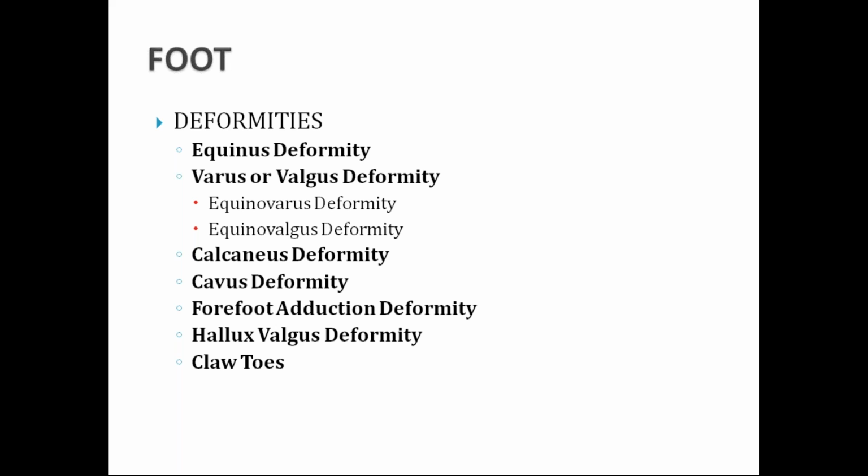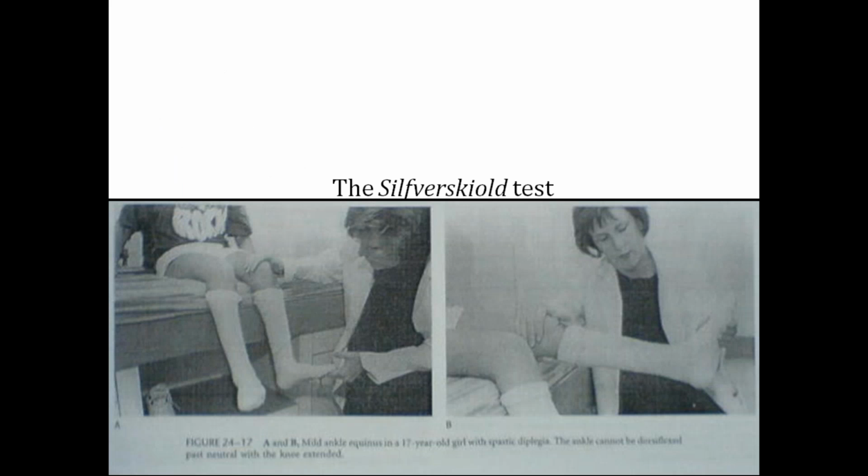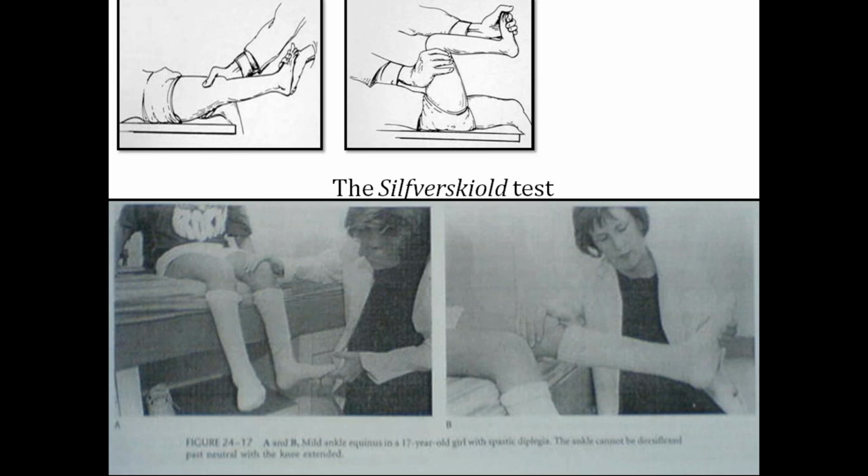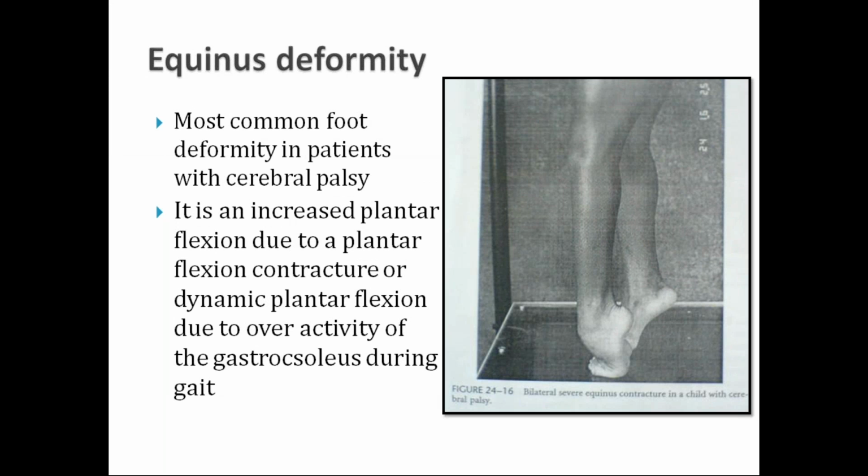Foot deformities: equinus deformity, varus or valgus deformity, calcaneus deformity, cavus deformity. So Silverskiold test, as I said earlier, we should know whether the contracture is of gastrocnemius or soleus. So if you know that only soleus contracture is there, we can release only soleus. So like that. So this is the Silverskiold test. The equinus deformity, we can release TA. Tendo Achilles can be released.